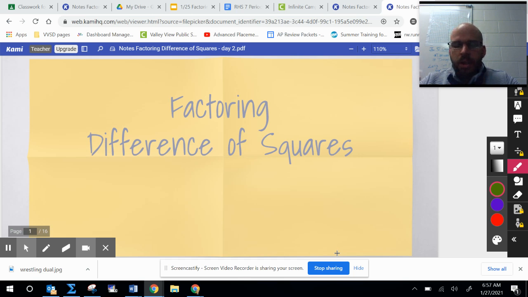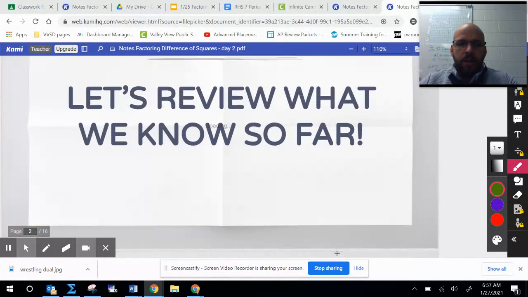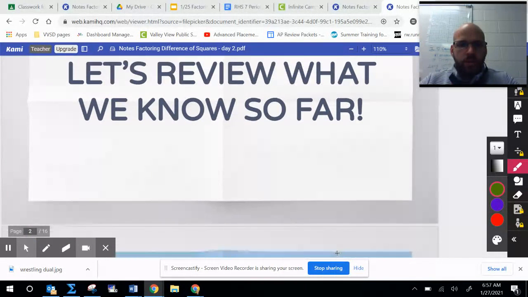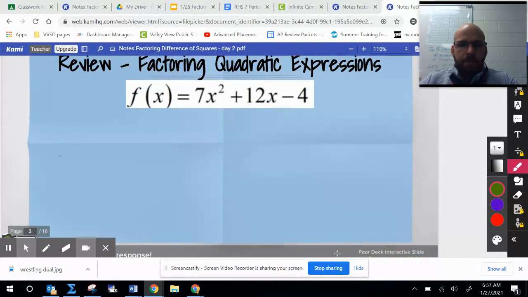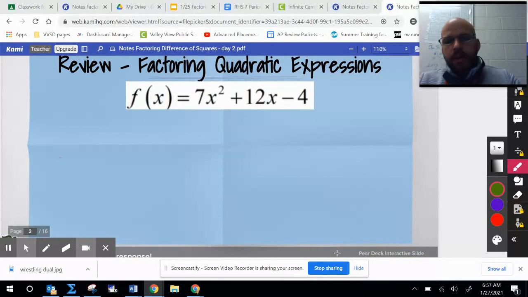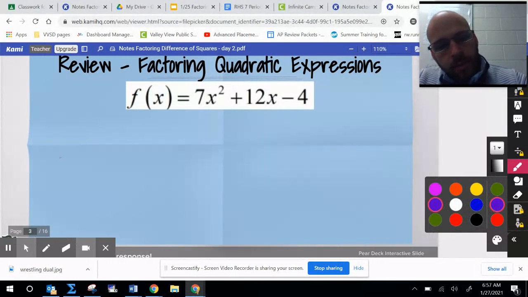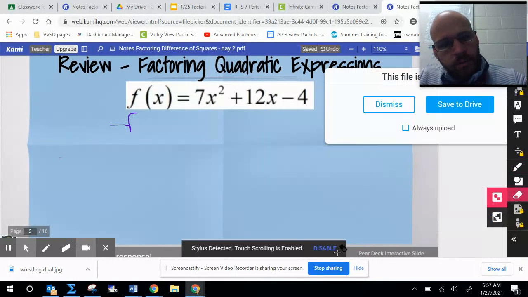This is day 2. We're going to start with a little bit of review of some old material, and then we'll go into the new difference of square problems. Okay, so here is what you should know so far. If I just have a basic quadratic, I am going to write this function.